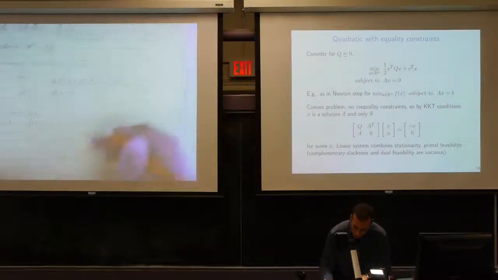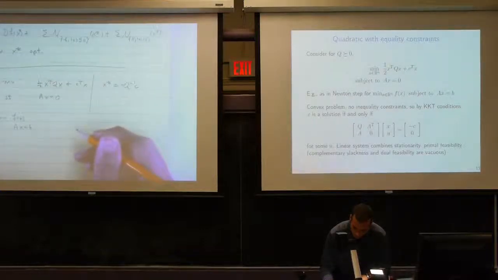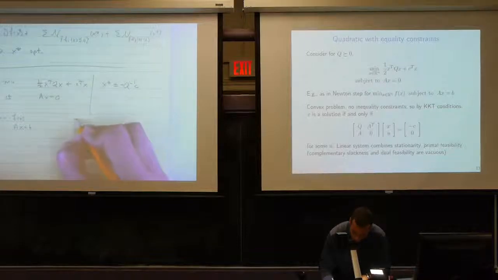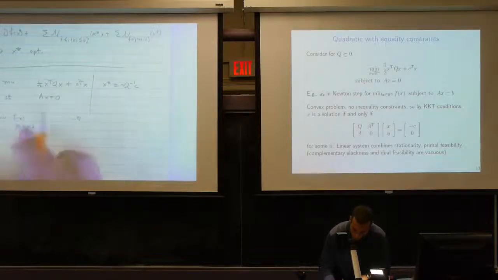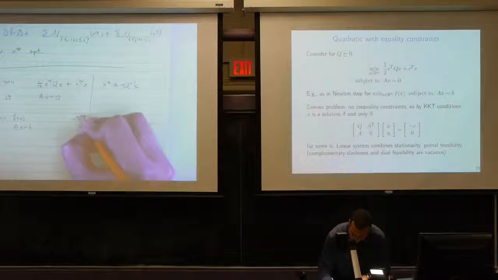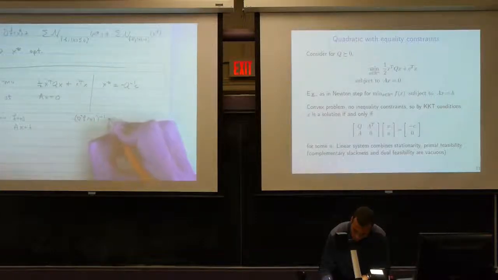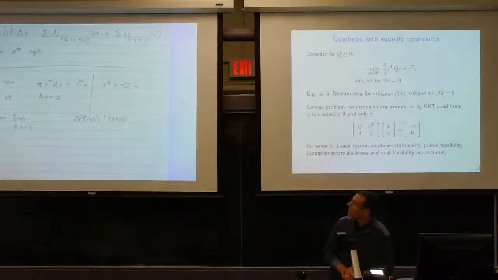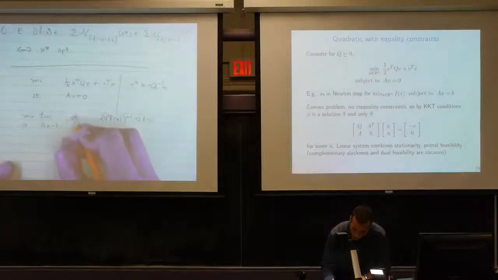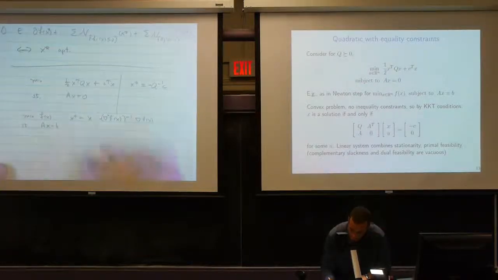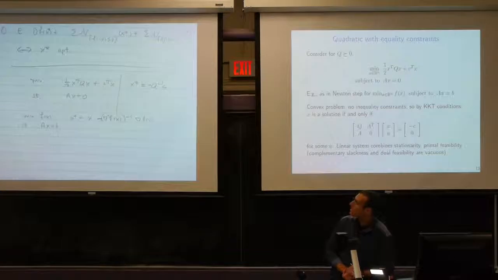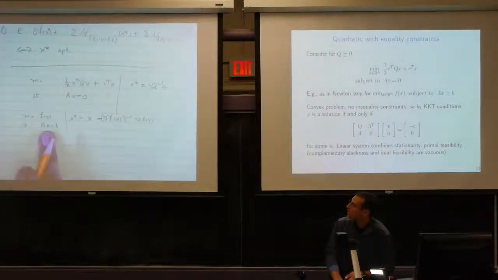Because I want to move in the direction basically minus, if I didn't have this equality constraint, I'd move in the direction minus the Hessian inverse the gradient. That would be my Newton step, right? I'd take x plus is equal to x minus the Hessian inverse the gradient. But in the presence of this equality constraint, I can't just take this because I might leave this constraint set.